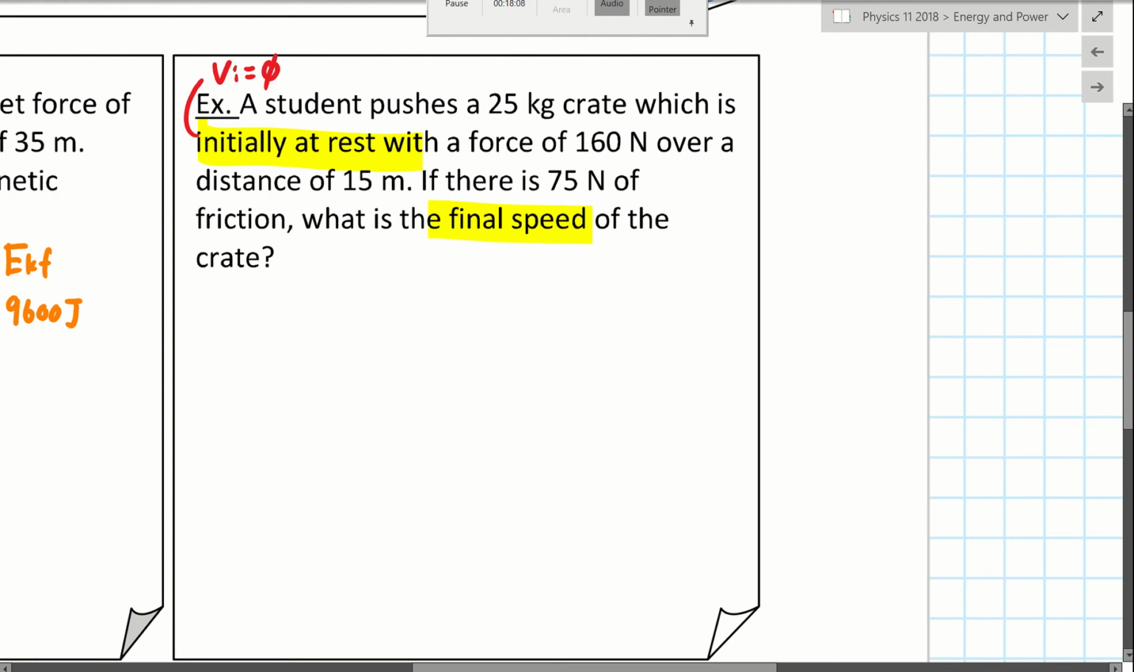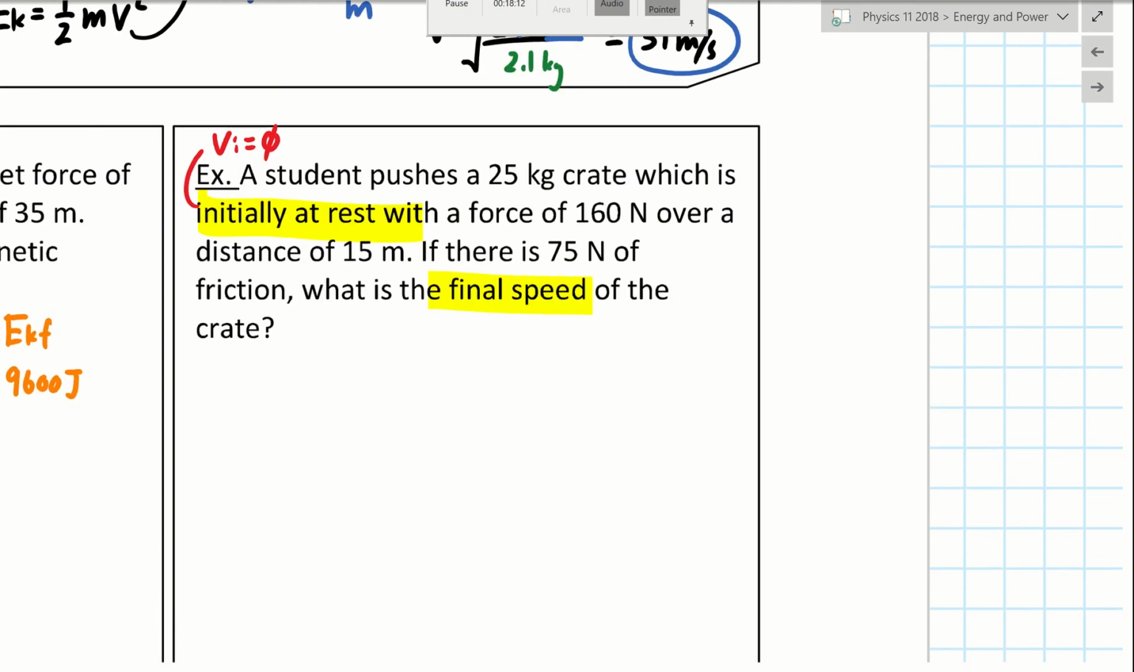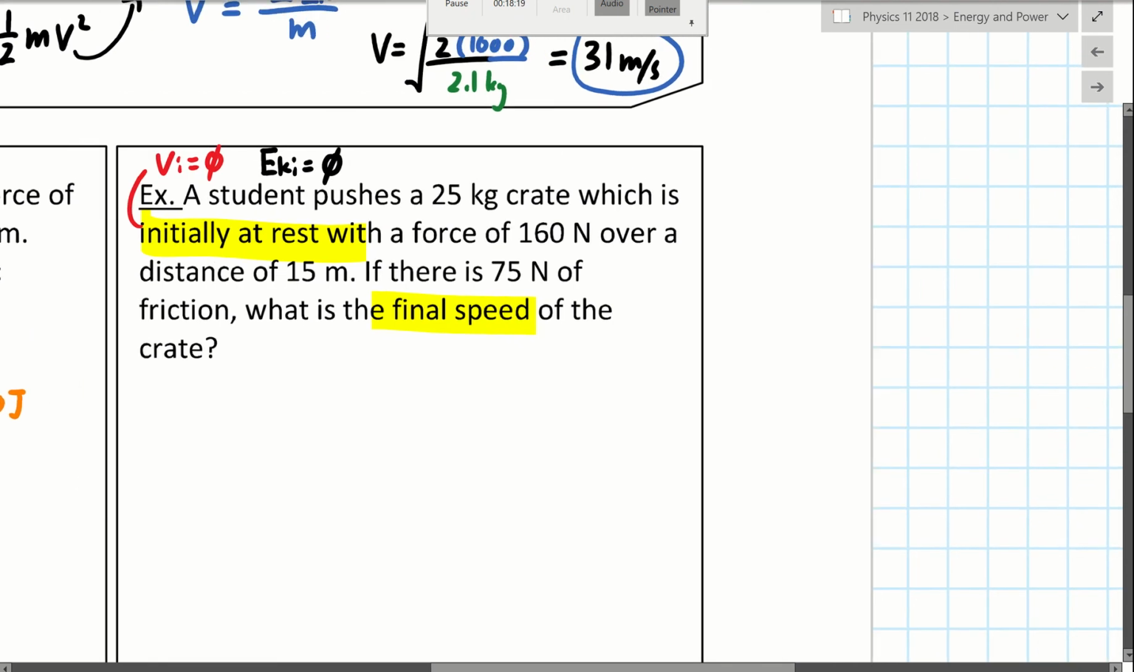Every speed is going to be able to give us a kinetic energy. So if your speed is 0, then kinetic energy initial is also 0. That goes without saying, because it's 1/2 mv squared and you don't have a V right now. Of course, the final speed is not 0 because someone has been pushing it. So we will have to find out the final V.